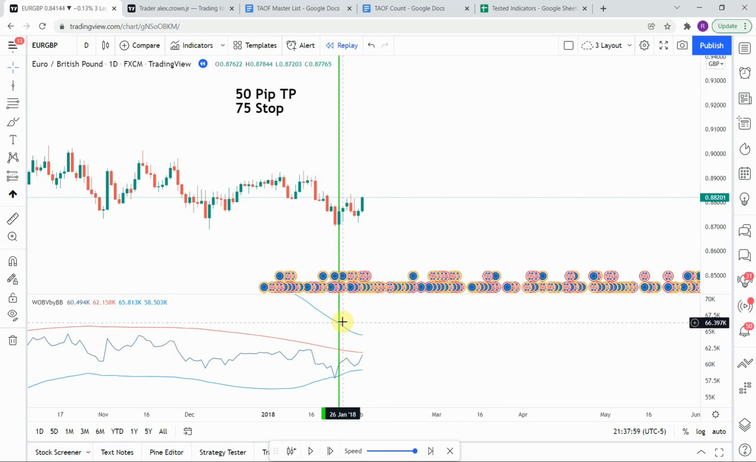Now, if this was on the opposite side and the oscillating line broke to the upside, crossed this upper band here, and then crossed back down below, then that would be a short. So that's a good example of what we're looking for. Let's go ahead and continue on.